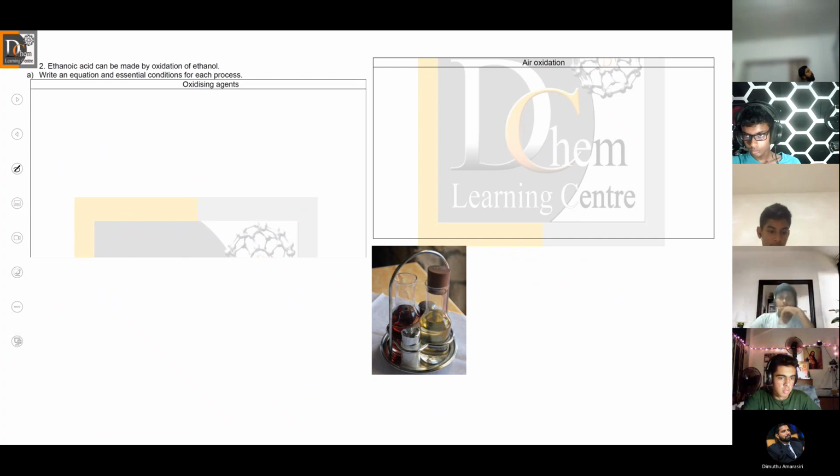We can make ethanoic acid by two methods. One is that we can oxidize alcohol. We did that under alcohols, but anyway we are going to touch on that today also. Using an oxidizing agent is how they make ethanoic acid at industrial level. Also, you can oxidize ethanol using oxygen in air. A little slow, but still you can do it. So this is how it happens.